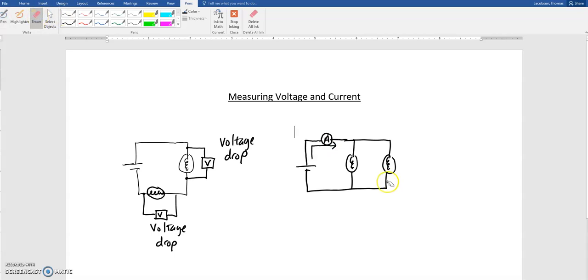Or let's say someone asked you to measure the amount of current possibly flowing out of this light bulb. We'll call it light bulb B and that light bulb A. We could follow this electricity as it flows out through the battery, splits, goes through light bulb A, or possibly splits and goes through light bulb B. And then we could also put our little ammeter, our little multimeter right there. And what this is doing is measuring the current in bulb B.